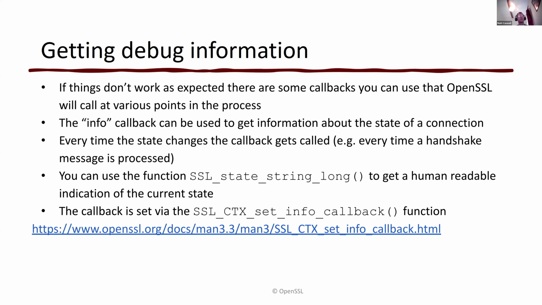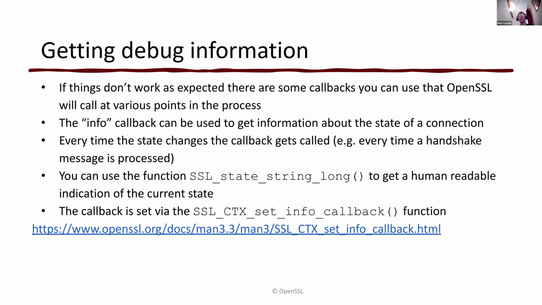So one such callback is one we call the info callback. And this just enables you to get information about the state of a connection. Every time we run the TLS handshake, there are numerous protocol messages being exchanged, and each one represents a state change for the SSL object. And we can query what the current state is, and we could do that through the function SSL state string long. That just gives you a human readable string which tells you about the current state of the SSL object.